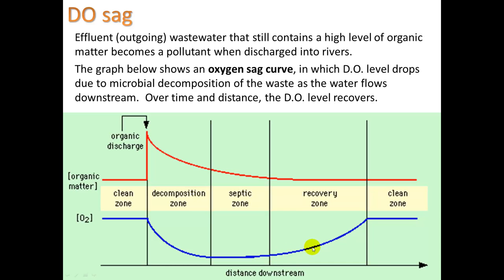So the oxygen level begins to go back up from algae, from plants along the river, from oxygen just diffusing through the surface of the river. Especially for a fast-flowing river, that's very beneficial for oxygen getting into the water. So at some point, if you're far enough away, it's going to go back to the level it was at, and that's called the clean zone. This is the recovery zone, septic zone, and the decomposition zone. You don't really need to know the names of these zones, but you do need to know the process of what's happening here and why it's happening.